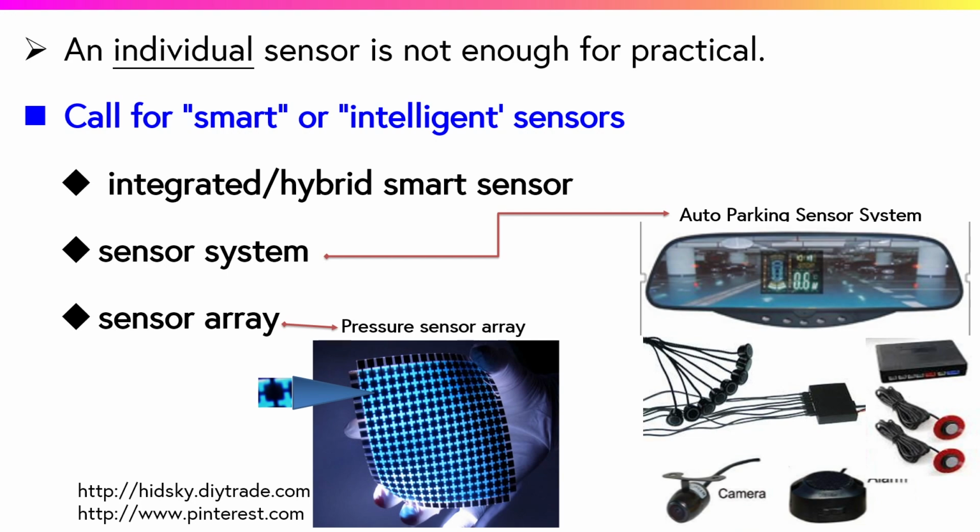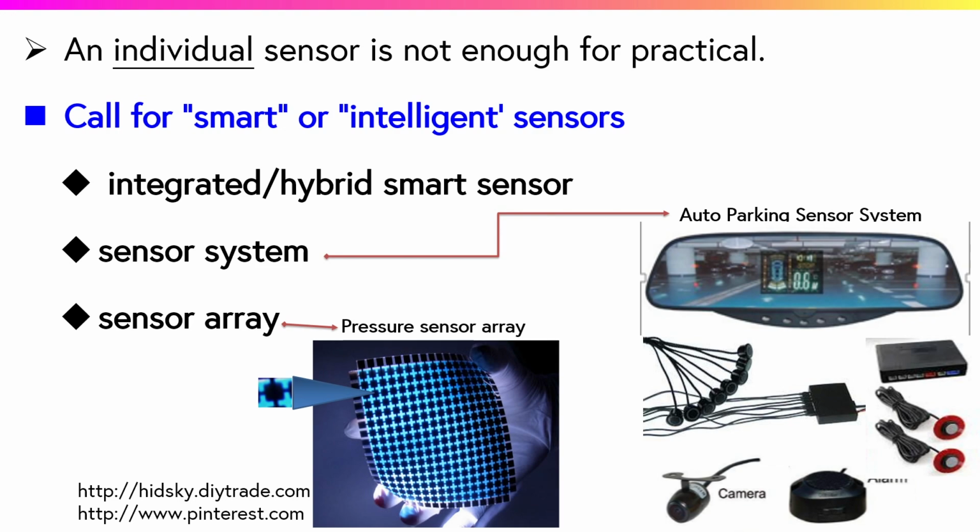Okay, but we have one question. If it depends on one single individual sensor to operate, it's probably not enough for practical use. It means in most cases, we like to measure lots of signals, different information simultaneously. This calls for smart, integrated, or even intelligent sensors.